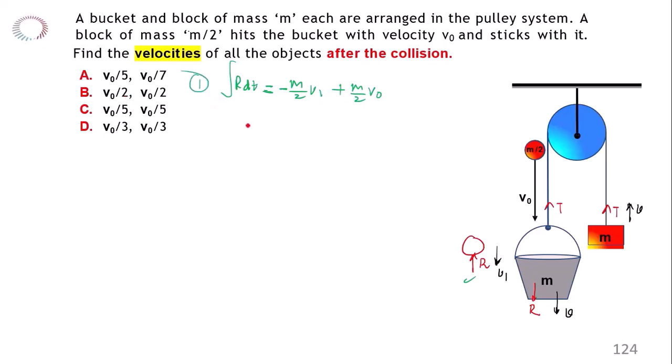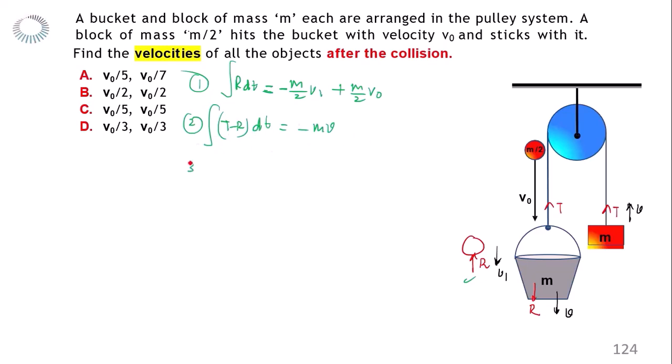Now for the bucket. For the bucket, what is the impulse? If I take upward as positive, then the integration of T minus R dt is the impulse acting on the bucket. That should be equal to the final momentum. Finally the bucket is moving downward with the velocity v, so that means minus m into v. Initial momentum is 0.